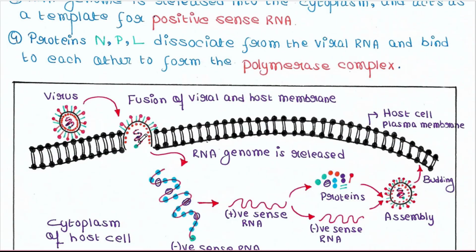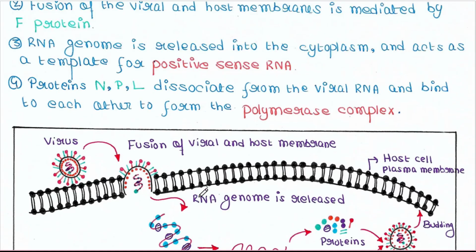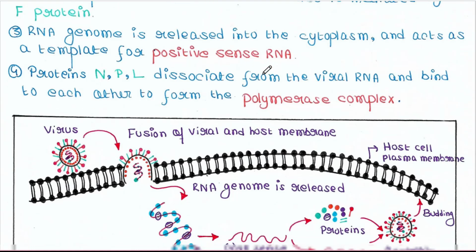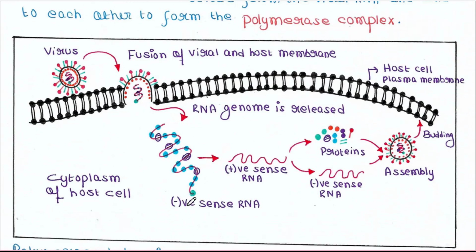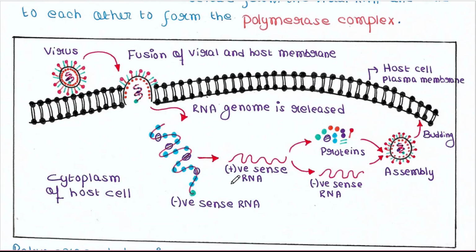Next step, the RNA genome is released into the cytoplasm. So here is the RNA genome, it gets released in the cytoplasm just like this. And we know that the RNA genome is already associated with these three proteins: nucleoproteins, phosphoproteins, and polymerase, right? That I have already mentioned. And this RNA genome acts as a template for positive sense RNA. So this is negative sense RNA and it acts as a template for positive sense RNA.